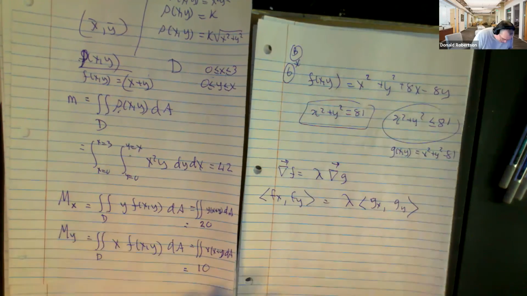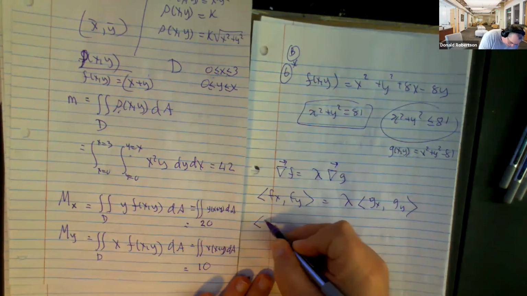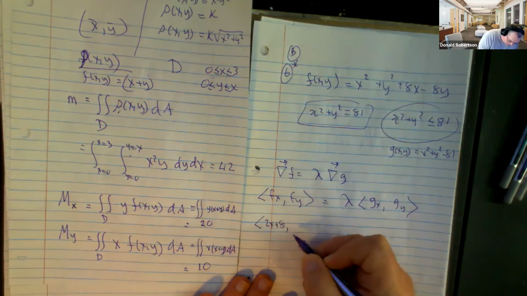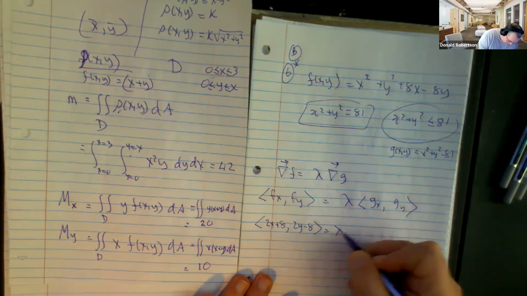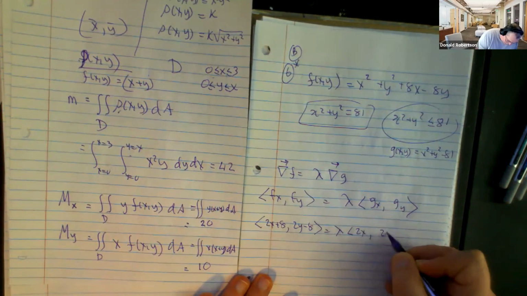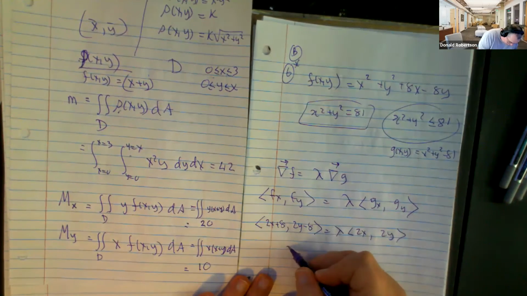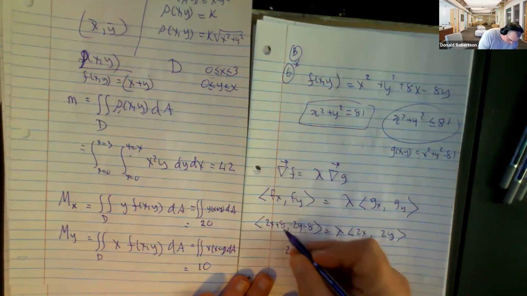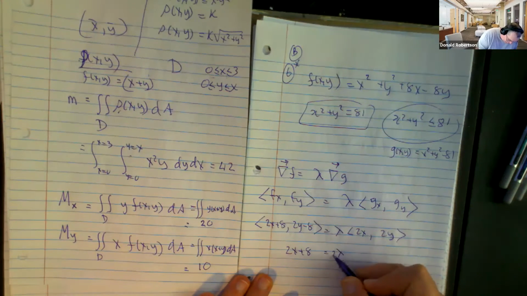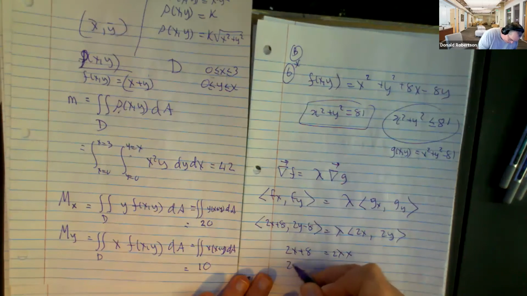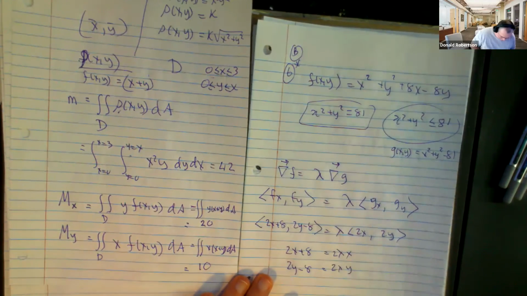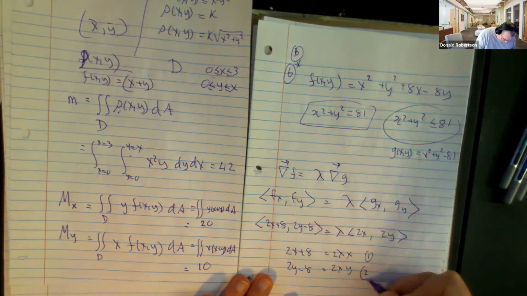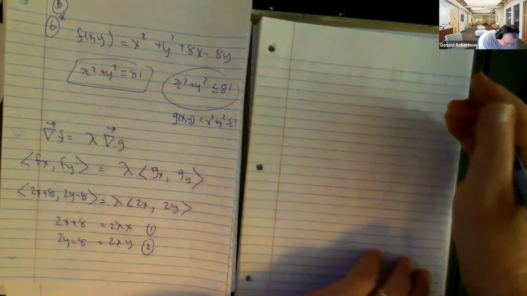Right. So back to our question. 2x plus 8 and 2y minus 8, lambda 2x, 2y. And so we set up a system of equations, which is this is lambda times 2x, and this guy is lambda times 2y. I'll call these equation 1 and equation 2. And then we do two different tests.